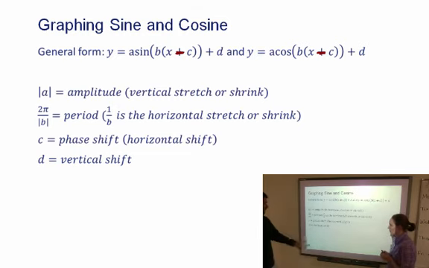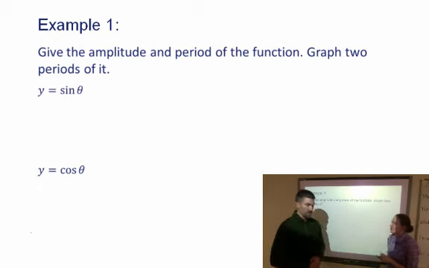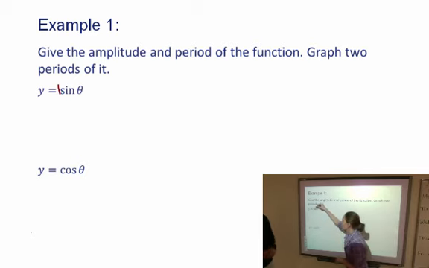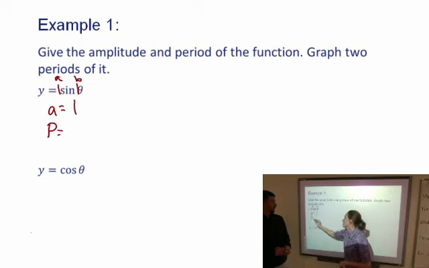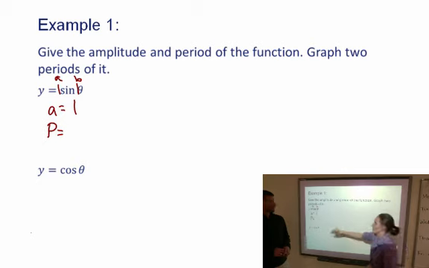So, given the amplitude and period of the function, graph 2 periods. Let's start simple with sine theta. If we have this situation, keep in mind that we've got a 1 and a 1, where this is telling us A and B. So our amplitude here would be 1, and our period, which is the other thing they want us to list, is 2 pi over B. 2 pi over 1, which is 2 pi.